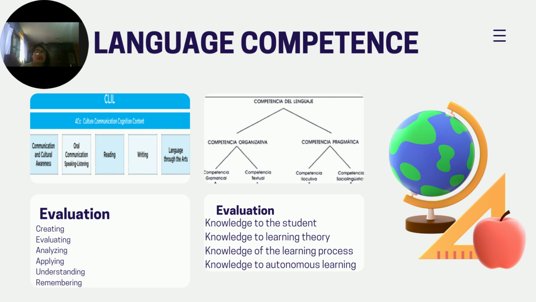The evaluation is most different because in the Ecuadorian curriculum, the evaluation is creating, evaluating, analyzing, applying, understanding, and remembering. And in the Colombian curriculum, the evaluation is knowledge of the student, knowledge of learning theory, knowledge of the learning process, and knowledge of autonomous learning. And you can see that there are differences between the Ecuadorian curriculum and the Colombian curriculum.